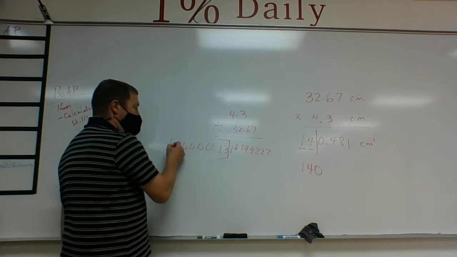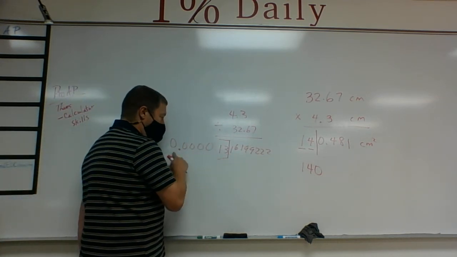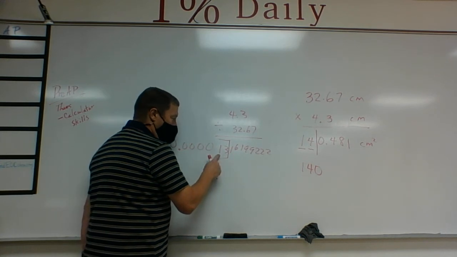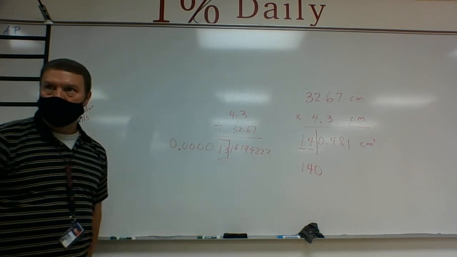So if it was 0 point, those are all placeholders. That's why it's so important that you know the rules first. Don't count, don't count. Okay, 1 real number, 2 real numbers. That's where I'm going to stop, and then the rest of the number's gone.